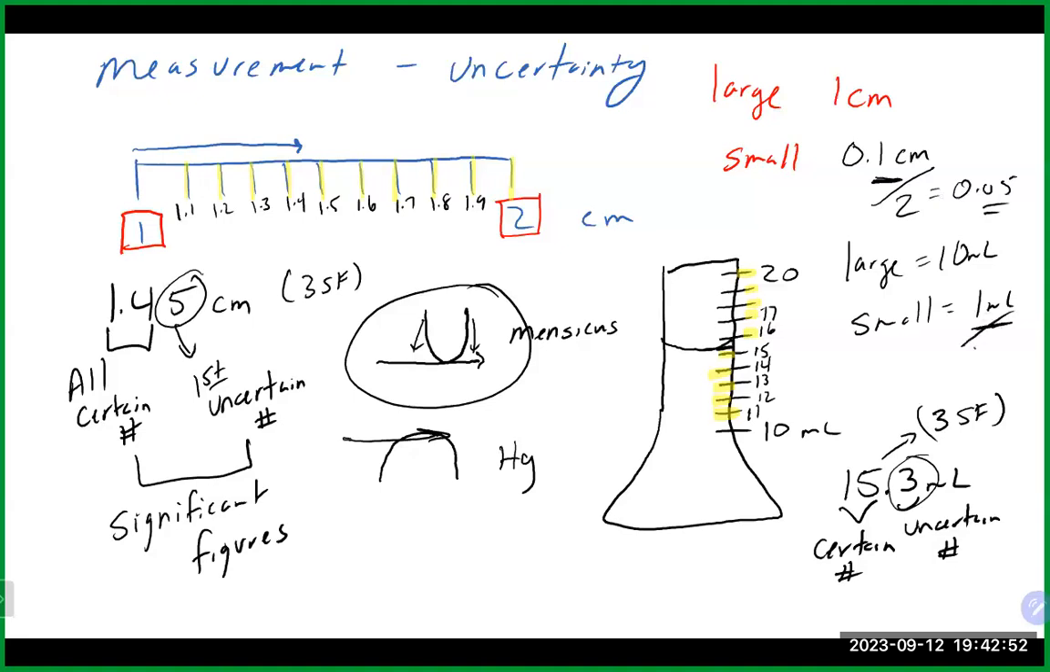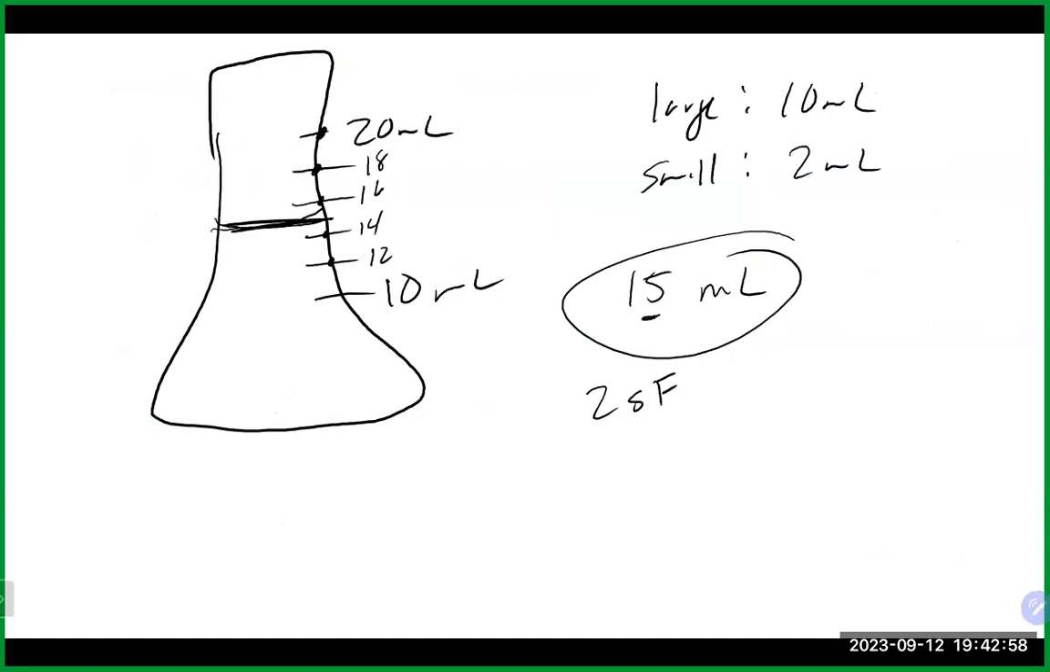You divide this guy by 2, you get 0.5. That's 1 decimal place. That's how far you should take the reading. Even works with this guy. If I divide this by 2, I get 1 milliliter. That's as far as you should take that reading too.